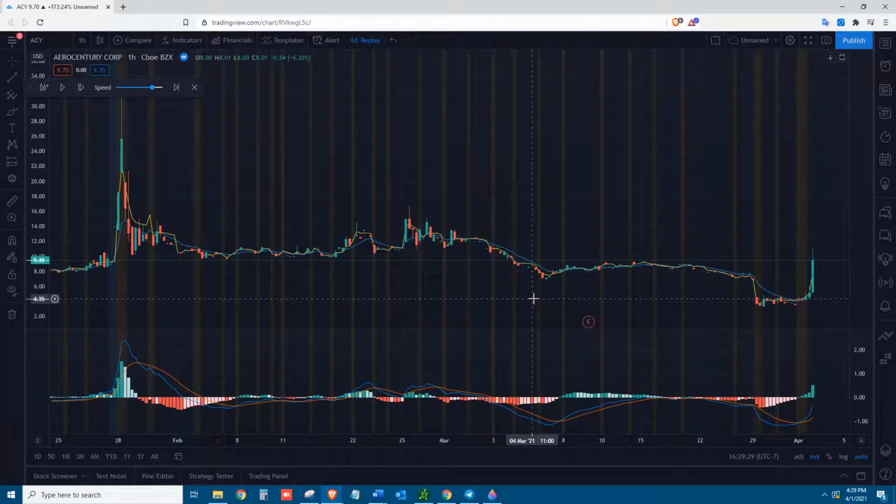It was even mentioned in the chat room before that ACY has run to $30 before. Now where do you see previous resistance? Right here, and it broke that easily.